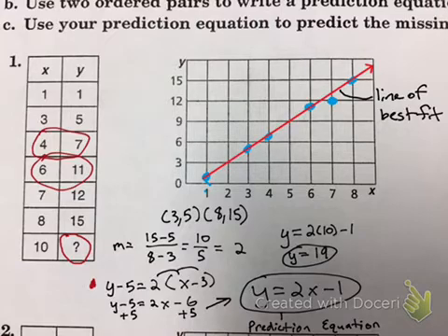If you had chosen two different points other than 3, 5, and 8, 15, it's going to be different than 19, but it will be probably somewhere close to that. Okay?